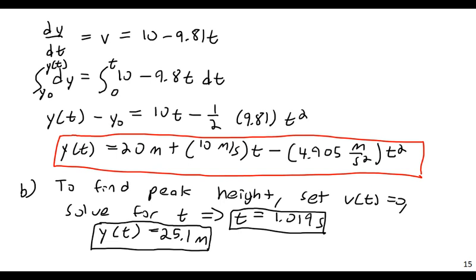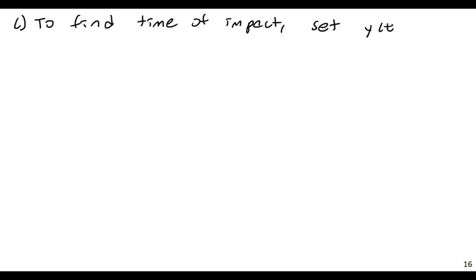All right, so then finally part C. I think that'll do it for part B. And for part C, to find time of impact, set the y of t equation equal to 0, and solve for t.